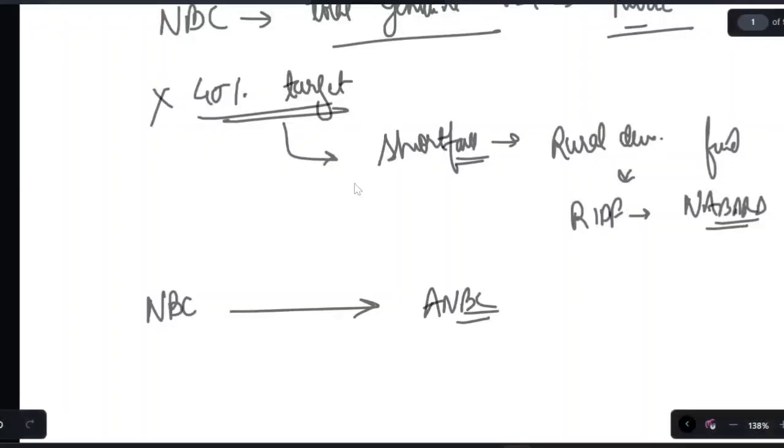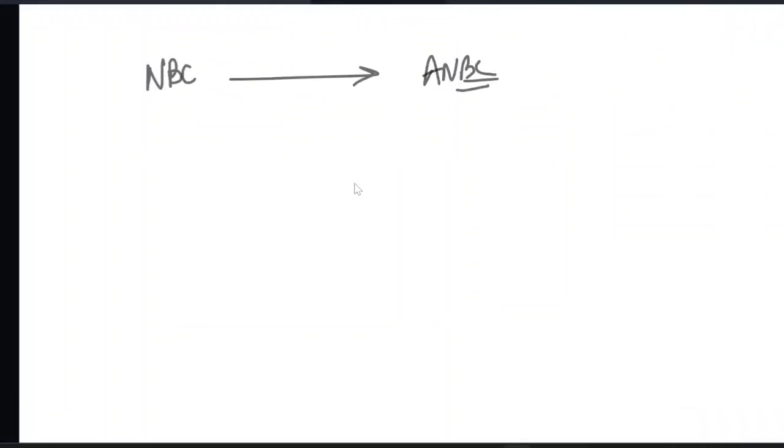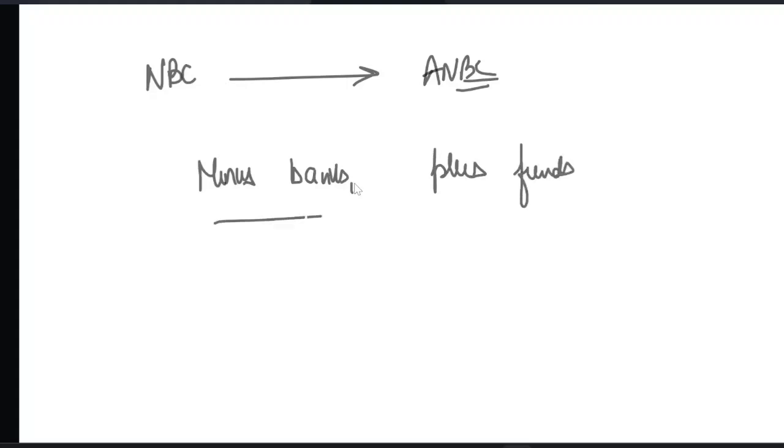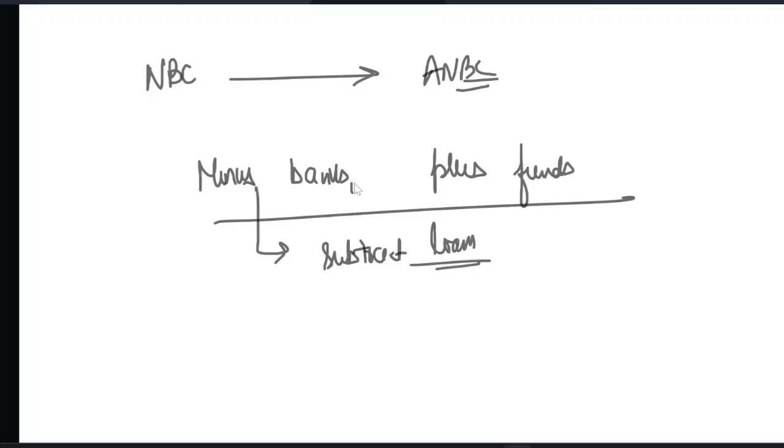Right. So while transforming NBC to ANBC, what do we need to subtract? Minus bank and plus funds. Just remember this. Okay. So minus bank means what? Subtract any loan given to other bank or RBI. You have to subtract any loan which is given to other bank or RBI.